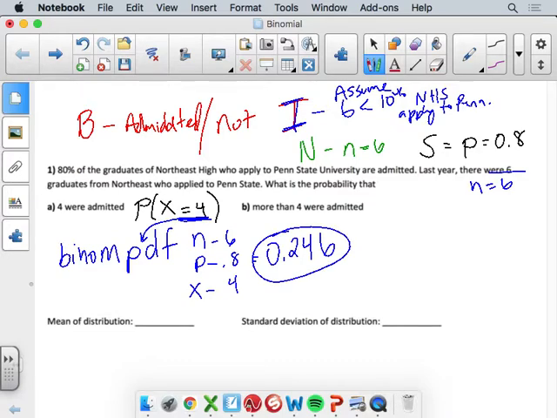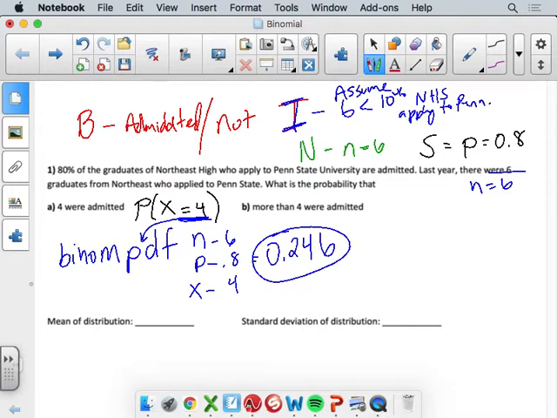So let's think about it. There's a 24% chance, about 25%, that 4 out of 6 of those were admitted if there was an 80% chance of success for every single one of them. That's just what this is saying. I had thought about talking about the mean and standard deviation first, but I've already gone past that. So we'll just move on to B.